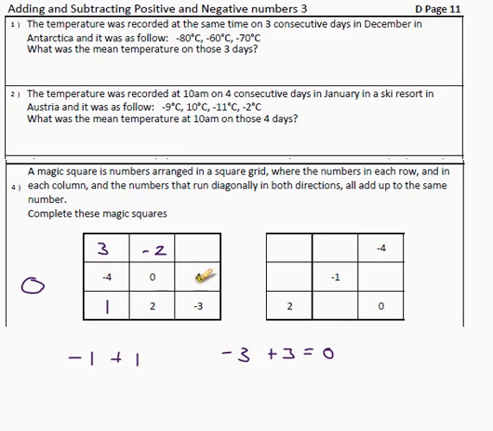Okay. 4 minus 3 is 1. And 1 minus 1 is 0. We can check it by diagonally adding up. Minus 1 plus 1 is 0, and the 0 doesn't influence it. 3 plus 0 minus 3 is 0. Okay, so all of them add up. All the rows and columns and all the diagonals add up to 0.